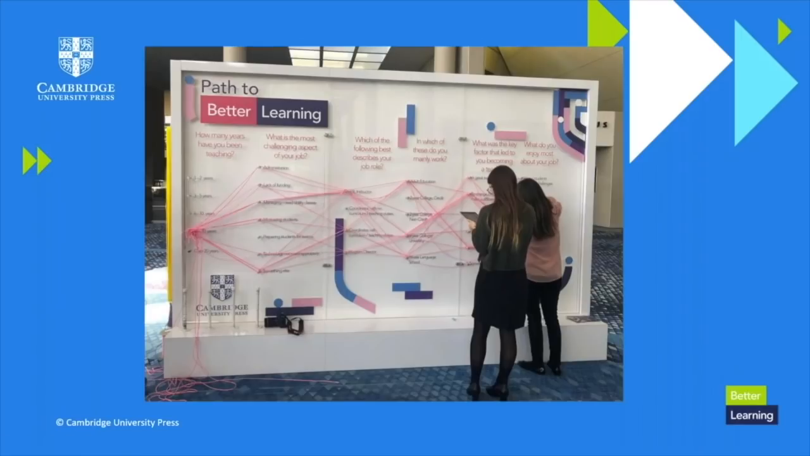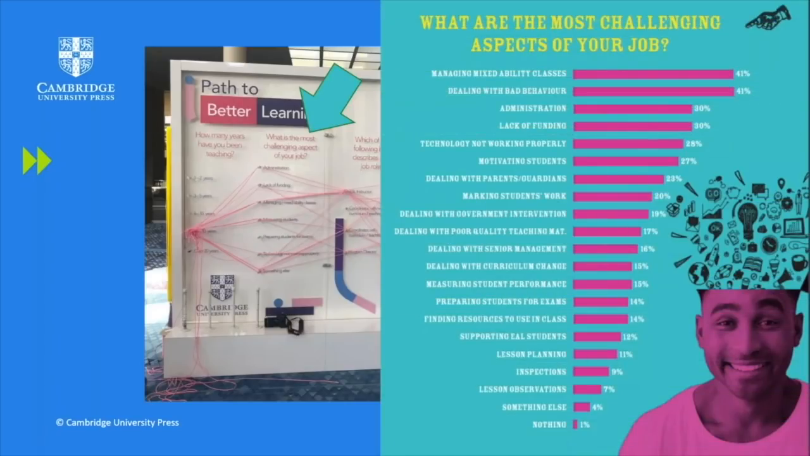If you were at TESOL International last year in Atlanta, you might remember seeing an installation like this near the front door. This was sponsored by Cambridge University Press and was part of a survey of language teachers about their experiences in the classroom. One question that was particularly interesting was the one that said, what is the most challenging aspect of your job? And the idea here was that you would take your string and loop it to your answer.